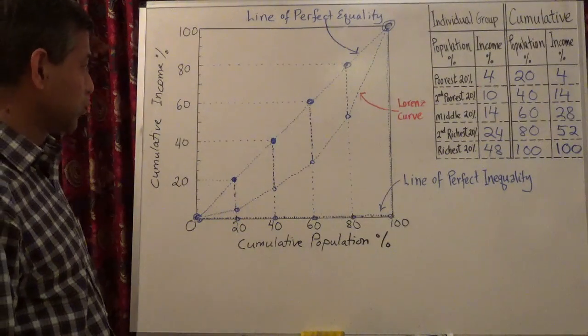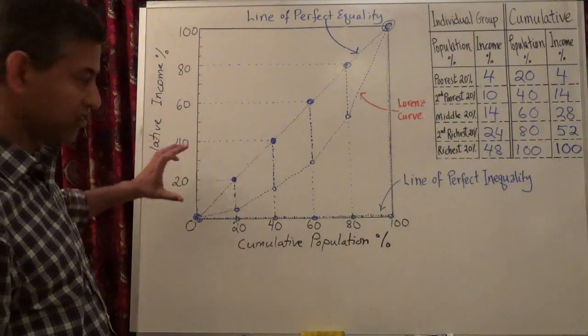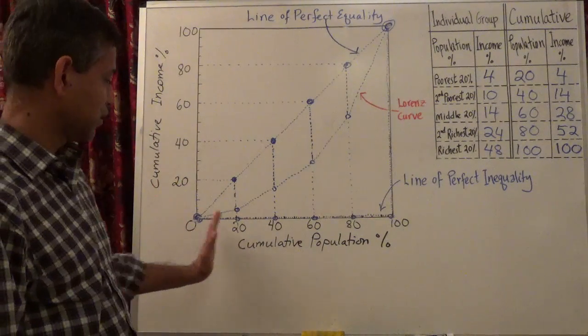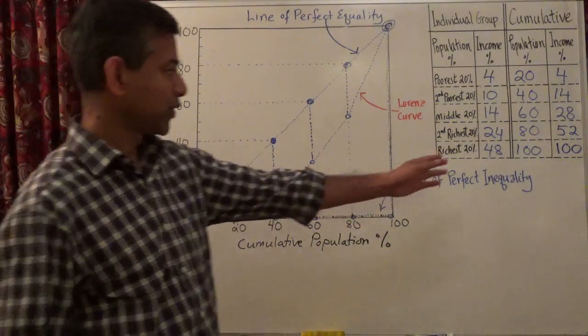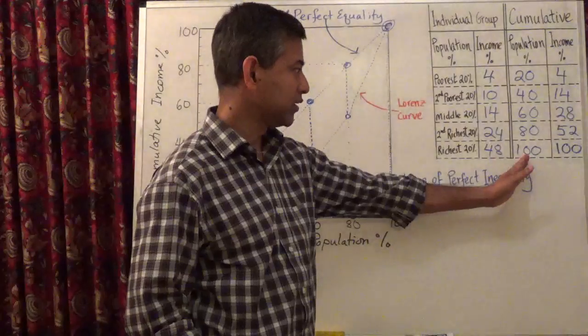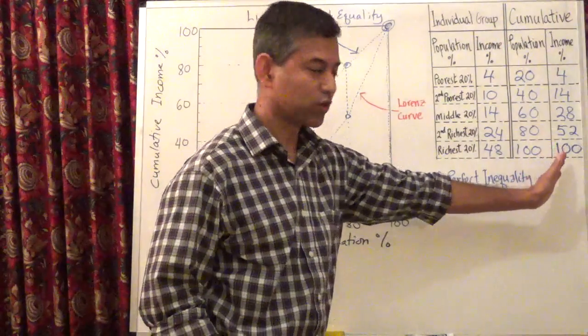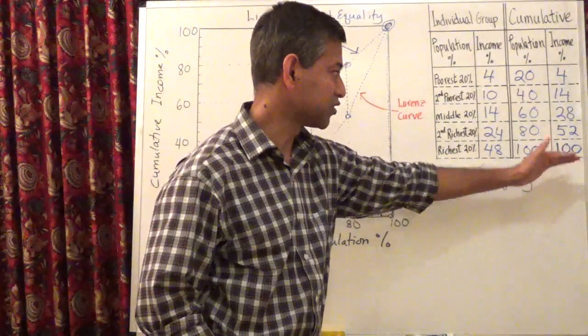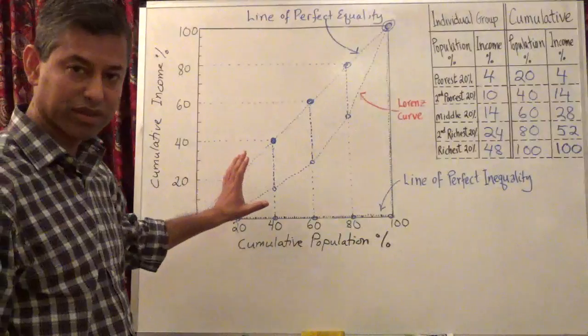drawn. Remember that the Lorenz curve is drawing the cumulative income share of various groups progressively with cumulative population share within the country. And in the table, we had calculated that for the cumulative population shares and the corresponding cumulative income shares. So these data points are what got plotted into the Lorenz curve.